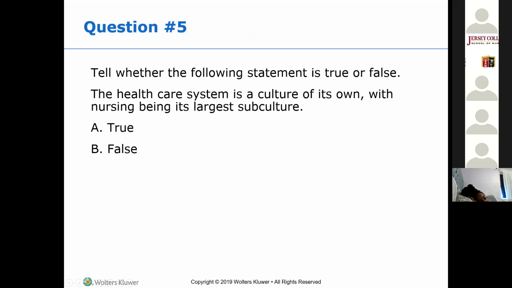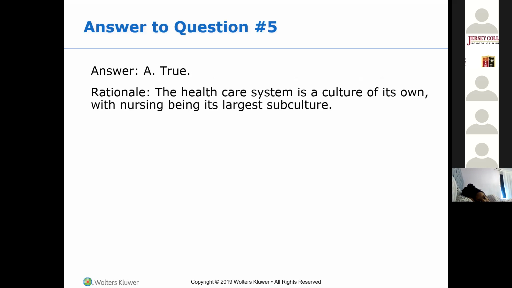Is the following statement true or false? The healthcare system is a culture of its own, with nursing being its largest subculture. True. All right, true. The healthcare system is a culture of its own, and nursing is its largest subculture. So we have this subculture of our own that hopefully sooner or later people will start to respect more than what they do right now.